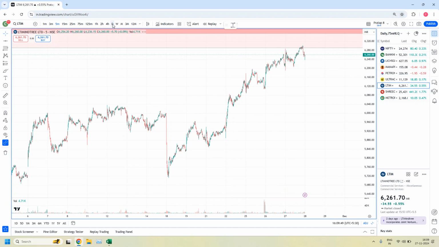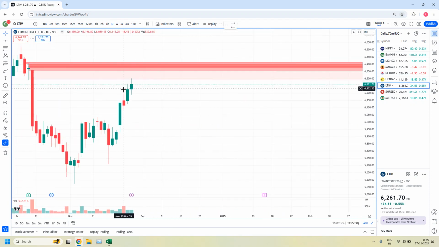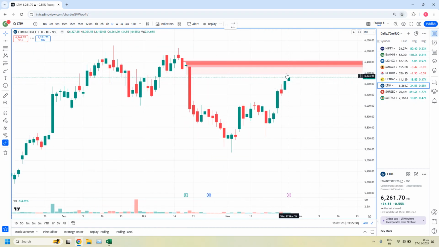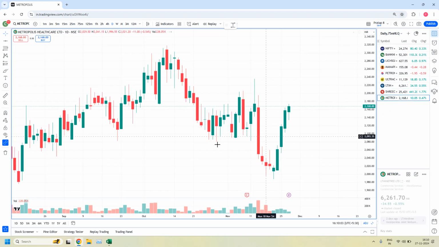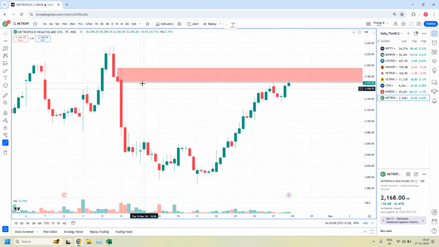Let me go to daily time frame. Prices just entered into the zone, but not up to this fine-tuned area. So that's why we didn't get any trade today. And the last one is Metropolis. This is a 75 minutes high liquidity supply zone. Drop base drop.